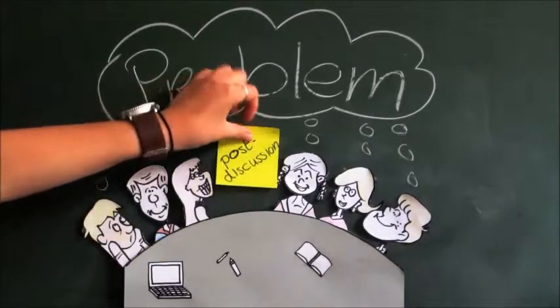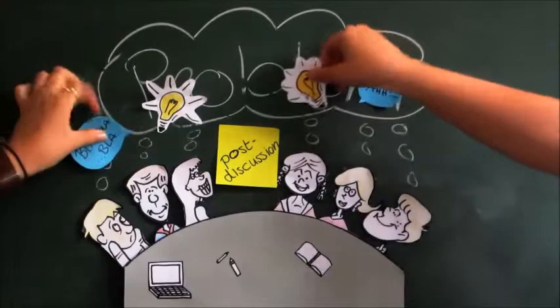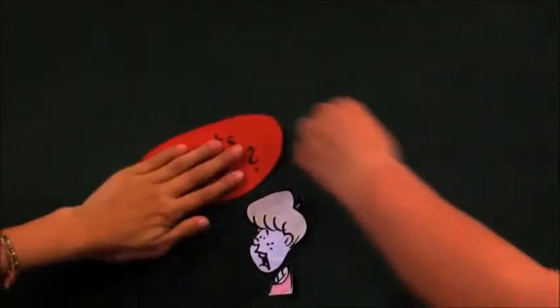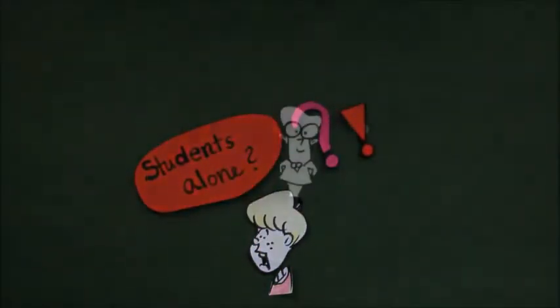Last, but not least, during the post-discussion, everyone will share their results with each other, and you check whether you have covered everything. But when there are only students, so many things can go wrong. How do you make sure that the students stay on track?